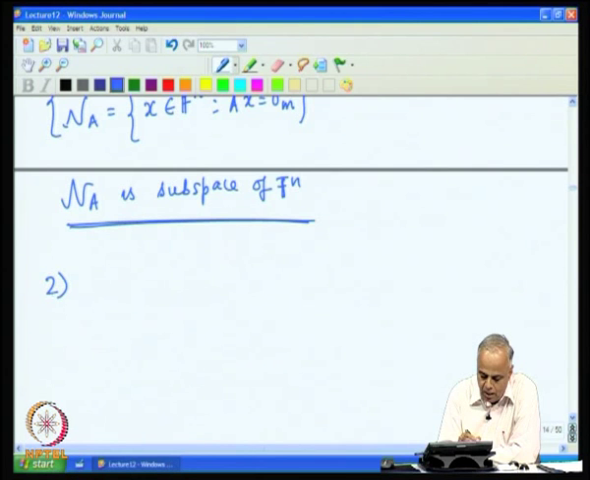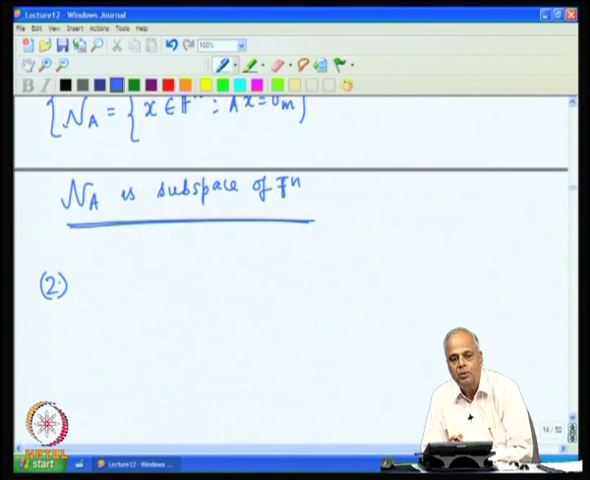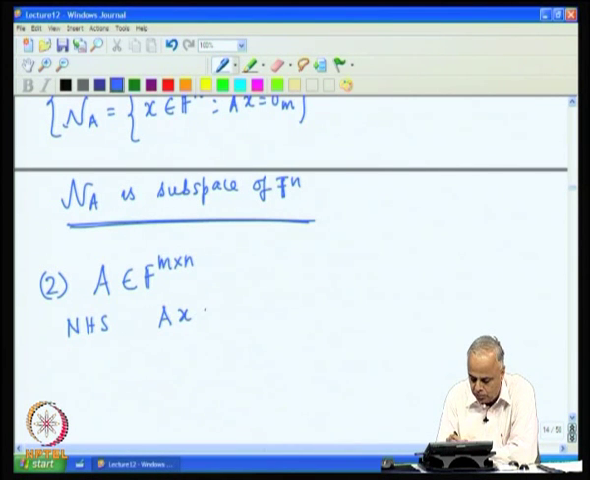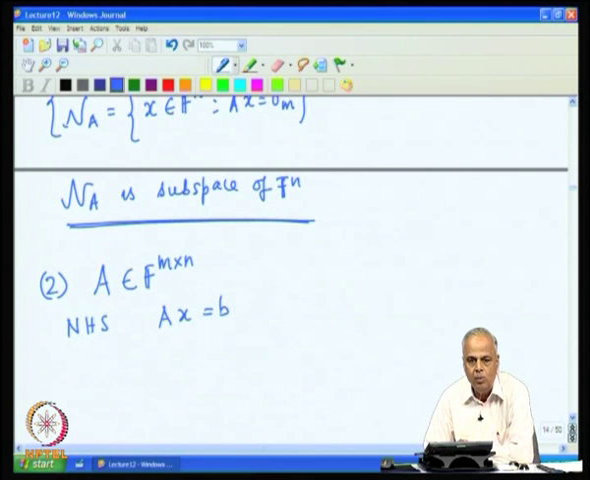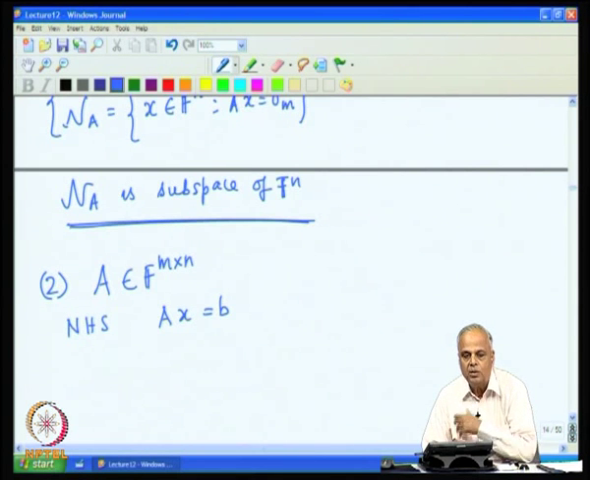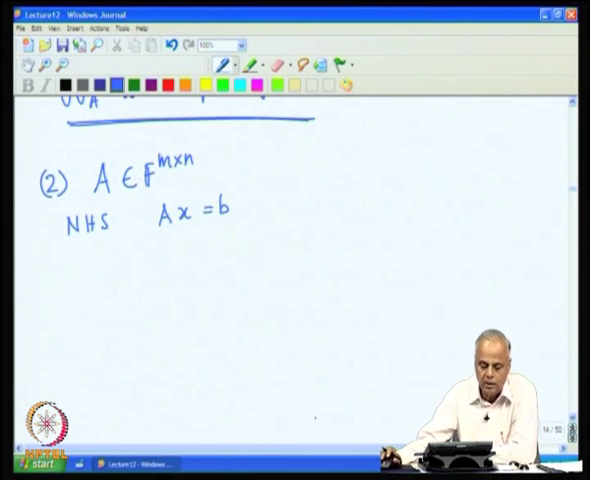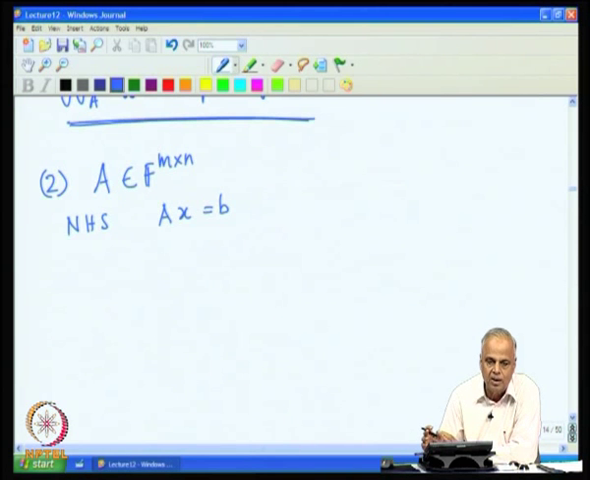Now, we shall look at another subspace which is associated with the matrix A. So, again we have A, an F m by n matrix. When we were solving non-homogeneous systems A x equal to b, we found that we may have a situation where for some b we will not have a solution, for some b we will have a solution. So, what we would like to do is collect all those b's which are good, in the sense we can solve the system A x equal to b.